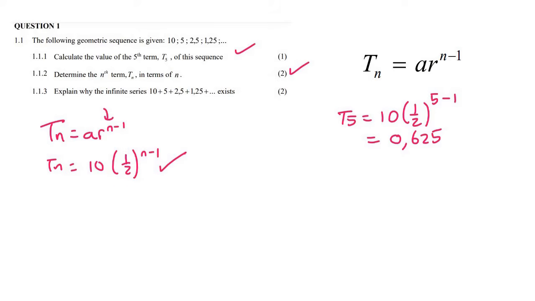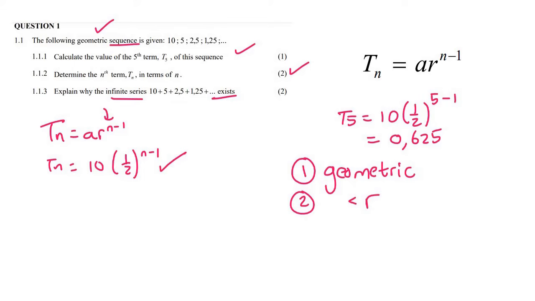And then 1.1.3, explain why this series exists. Did you know that a sequence is whenever they have the semicolons? And then to call it a series, they just put pluses in between. That's all. Now, why does the infinite series exist? Well, an infinite series exists when you have two scenarios, where you have to have both of these. It has to be geometric, and the ratio must be bigger than minus 1, but it must be less than 1.